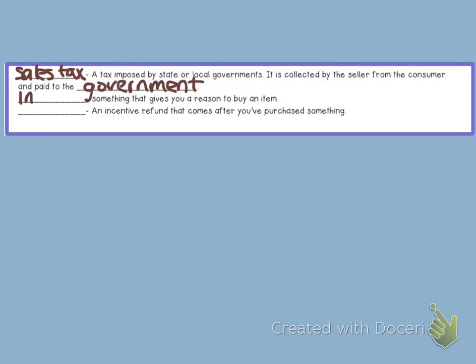An incentive is something that gives you a reason to buy an item, and a rebate is an incentive refund that comes after you purchase something.